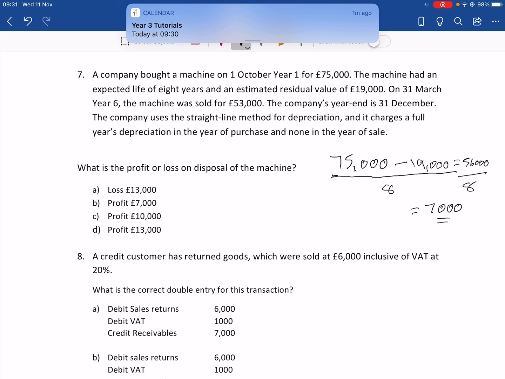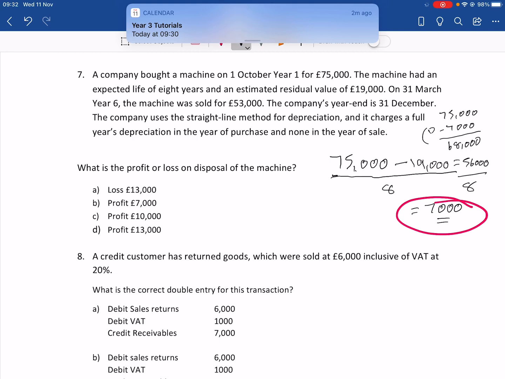So for example, in year 1, £75,000 was the value of the asset. After year 1 it would reduce by £7,000, which means that we would record it in the accounts at £68,000. That would be for year 1. In year 2, we would reduce it by another £7,000. So each year it's being reduced by £7,000. This is what we call the depreciation charge that goes into the profit and loss account as an expense.